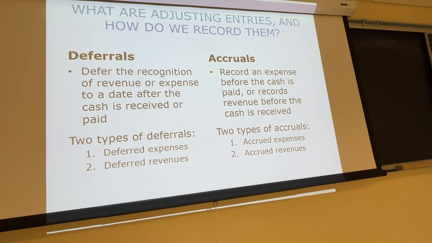2 of the types are called deferrals. So a deferral is when you defer the recognition of revenue or expense to a date after the cash is received or paid. And the 2 types of deferrals are deferred expenses and deferred revenues. The other 2 types of adjustments are accruals. And accruals are when you record an expense before the cash is paid, or you record revenue before the cash is received. So the 2 types of accruals would be accrued expenses or accrued revenues.